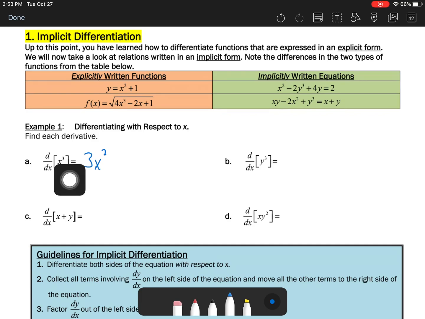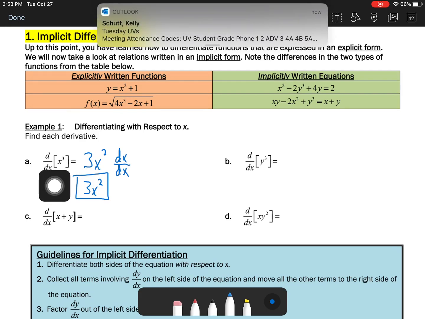The inner function is just the x. If it was anything other than just x, then we'd have to multiply by the derivative of whatever that was. So really what we would be doing here is taking the derivative of x with respect to x afterwards. Technically that's correct, but we don't write it because dx over dx just cancels and becomes 1. So we just leave our answer as 3x squared. We typically don't show that step. However, what we're doing is the derivative of whatever they give us with respect to x. That's what that dx on the bottom means.